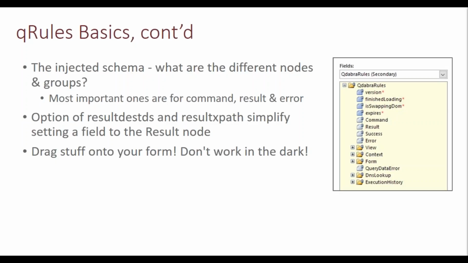The way qRules works in general, just in case you aren't quite sure, is you're setting the command node to a string value. And what the code does is it has a changed event for the command field. So anytime the command field changes, we take whatever text is in there, whatever that string value is, and we try to parse it and act on it.